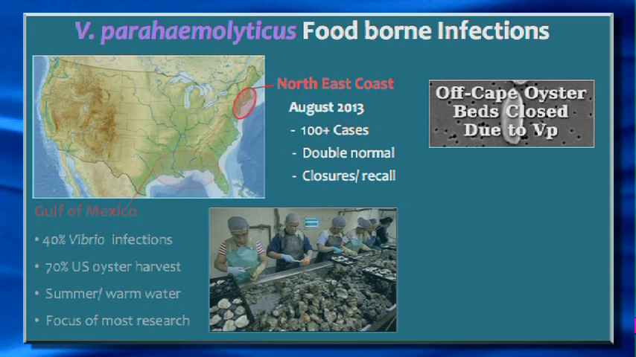However, for some of you that live up north, or even for people down here, this was quite a headline in the news over the summer, so you may have heard it. They had what they were calling a parahaemolyticus outbreak up in the northeast coast off Massachusetts last summer. They had over 100 cases in 1 month, which was more than double what they normally have there during the summer. And it resulted in a lot of closures and recalls.